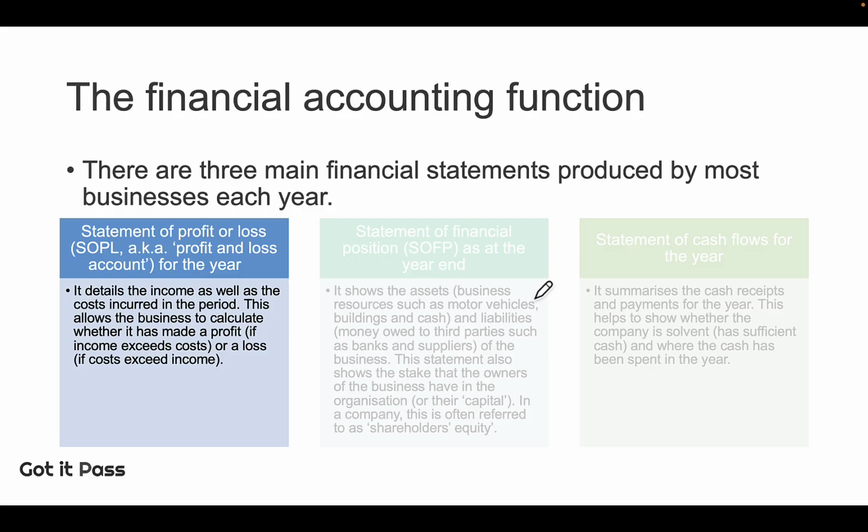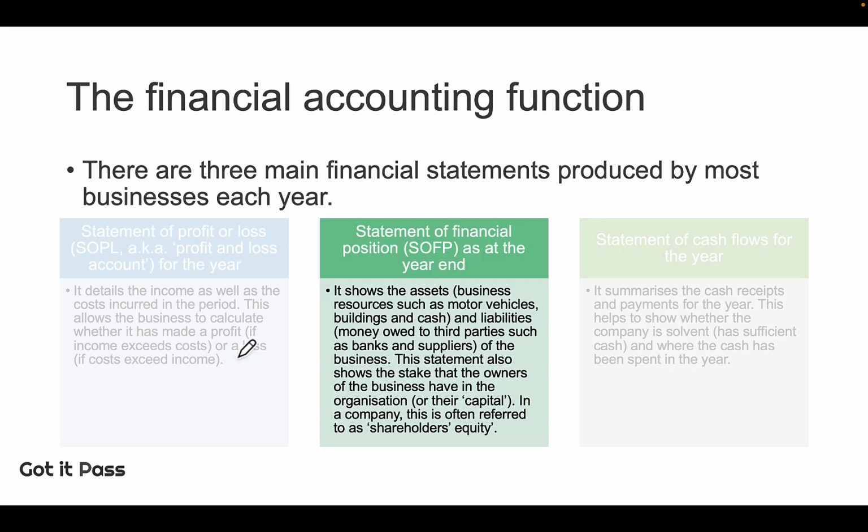So let's see each financial statement's key features. The statement of profit or loss details the income as well as the costs incurred in the period. So it covers a period of time for both income and cost. This allows the business to calculate whether it has made a profit or a loss. So we also call it the profit and loss account, because the stakeholders or readers can have an idea of whether the company is making a profit or a loss in a particular period of time.